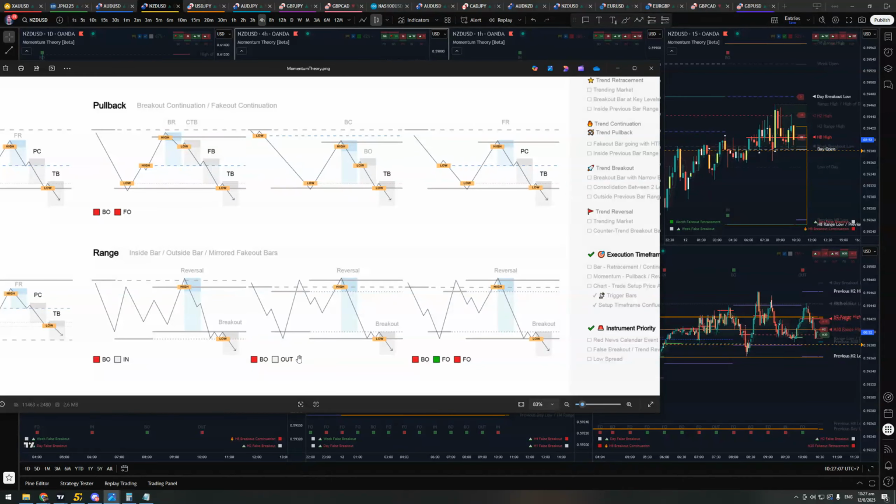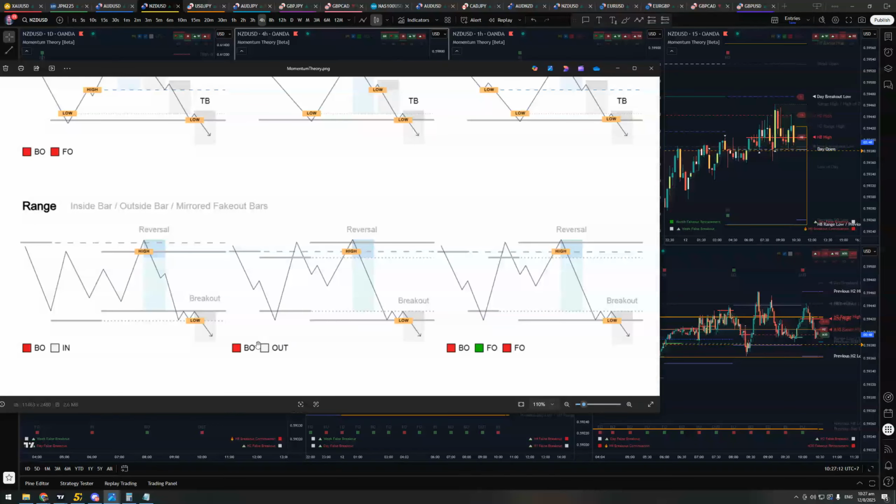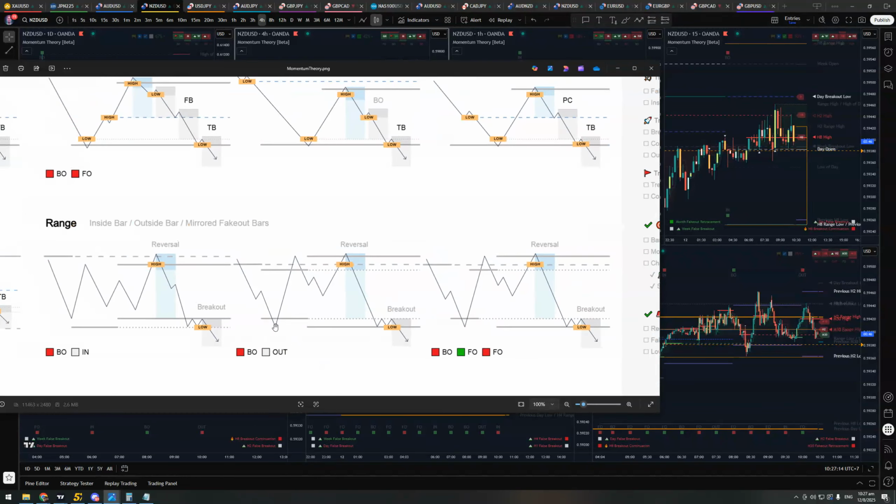Inside bar, outside bars, or opposite facing fake out bars. The outside bar and the fake out bars, these show me rejection. The market rejected these moves, and so this is what creates the range.